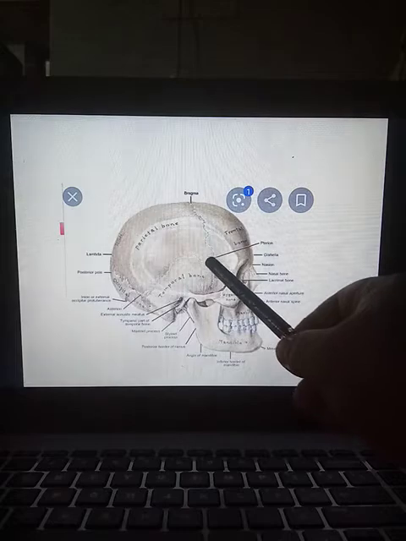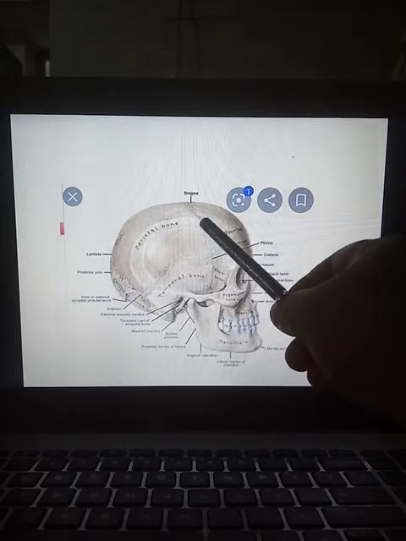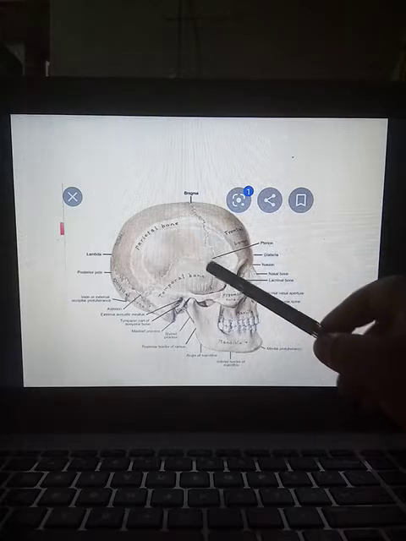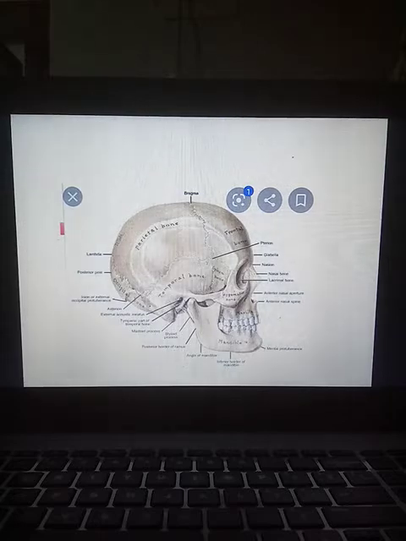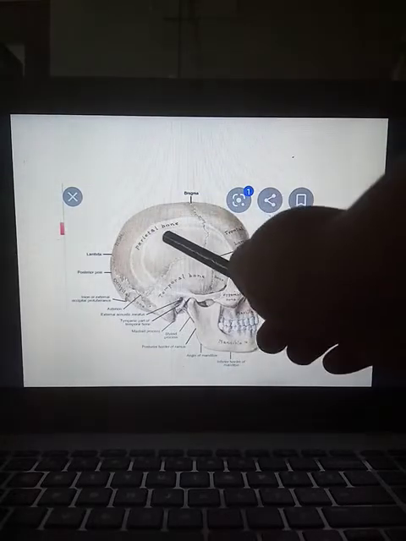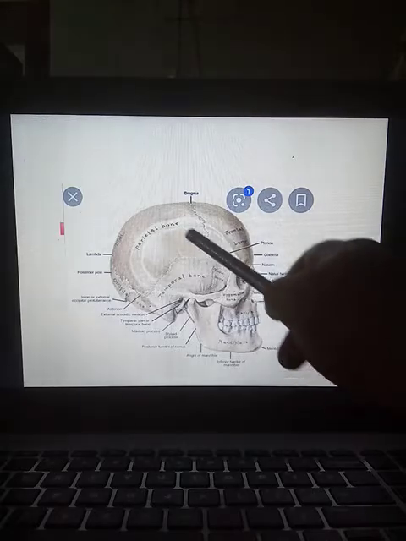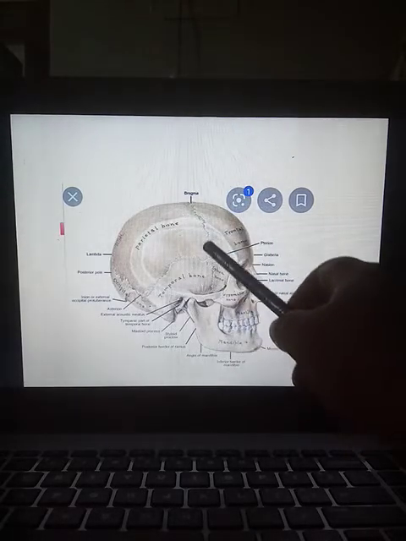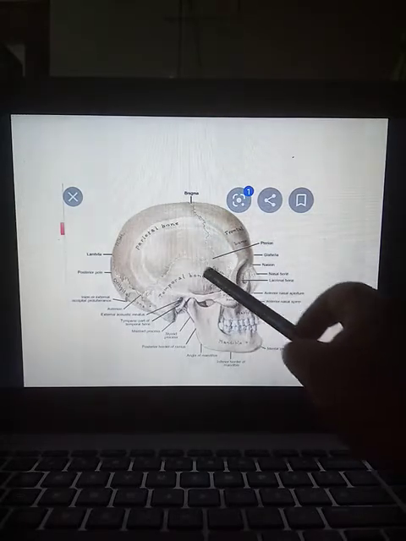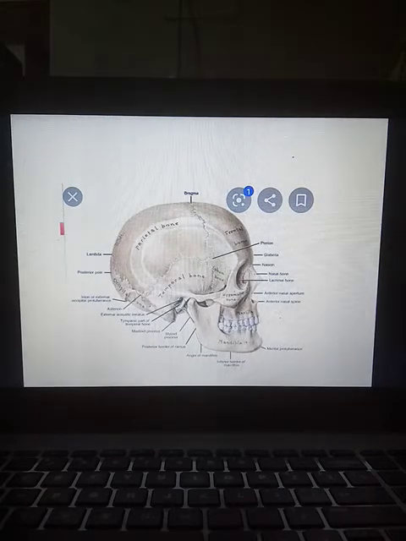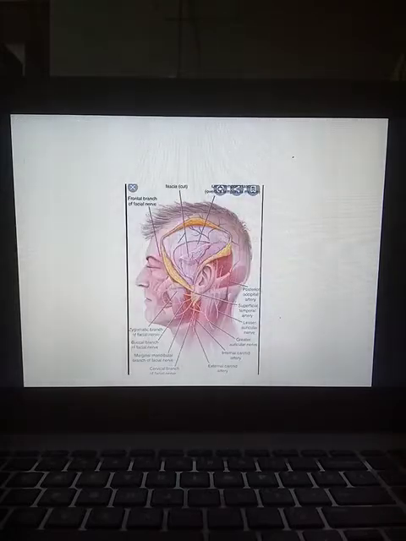This area here is called the pterion, where you have this H-shaped suture. This is called the pterion, where parietal, frontal, temporal and the sphenoid bone meet. This point here is called the pterion. This H-shaped suture formed here, we call it the pterion. This is the weakest part of the skull. Fine.